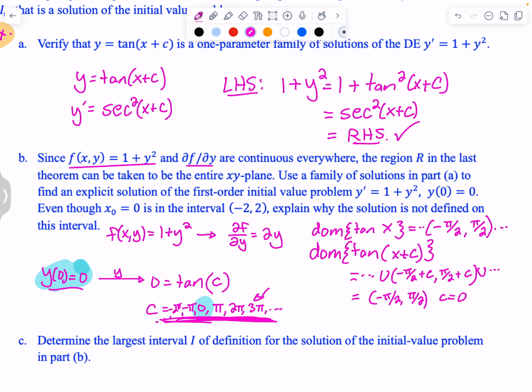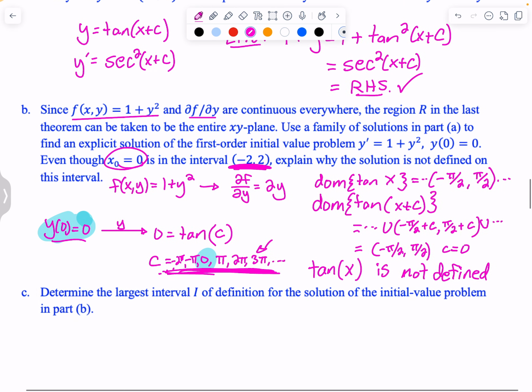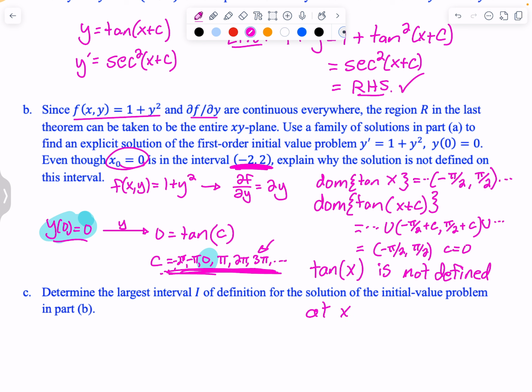Even though x naught is equal to 0, what we're answering here is why can it not be negative 2 to 2? The reason it can't be negative 2 to 2 is because tangent of x is not defined at x equals pi over 2.